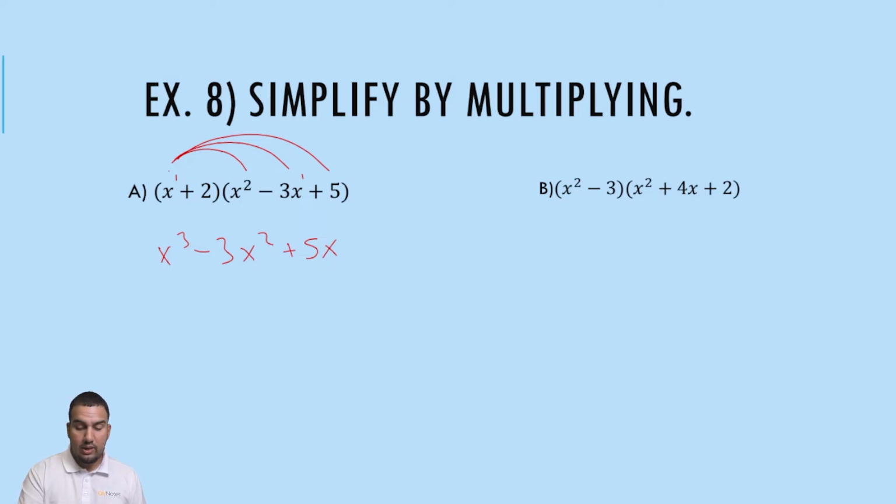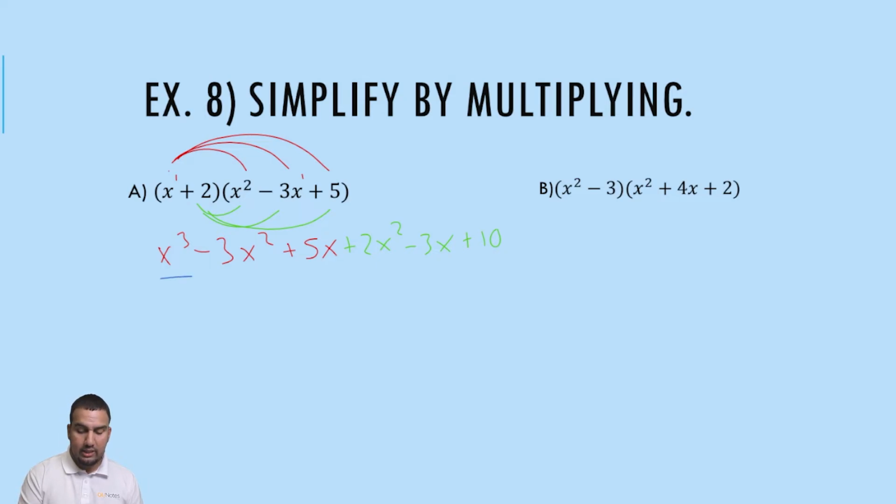Now, next to it, I'm going to go to my bottom piece, and I'm going to do this in a different color. I'll do it in green. And then I'm going to go 2 times x squared, which is going to be positive 2x squared. I'm going to go 2 times negative 3x, which is going to be negative 6x. And then I'm going to go 2 times 5, which is going to be 10. Now, once I do that, my next step is going to be what terms look alike. Because if you notice, it's a lot, but we've already done this. Look for your like terms.